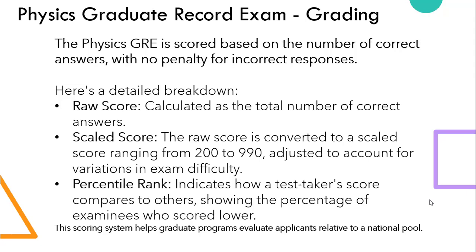Then there's a percentile rank, and it indicates how the test taker's score compares to others, showing the percentage of examinees who scored lower. The scoring system helps graduate programs evaluate applicants in an applicant pool of people trying to get into graduate school.